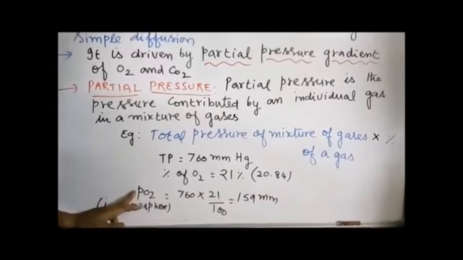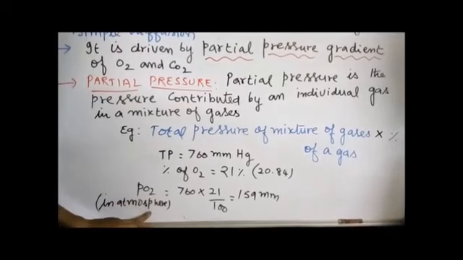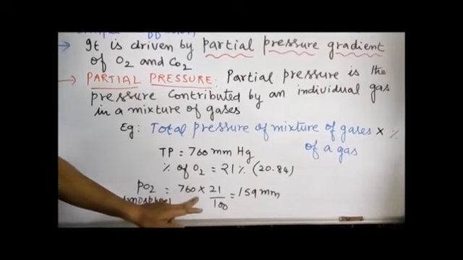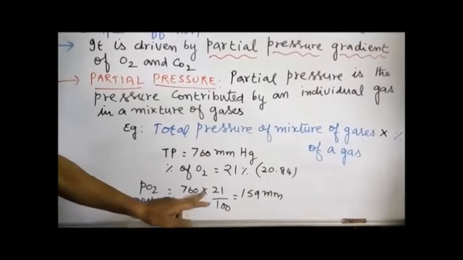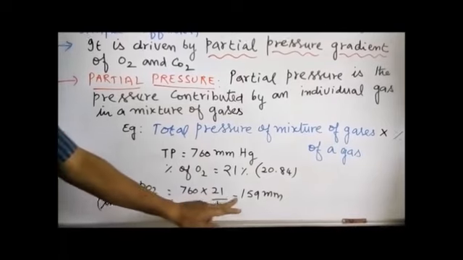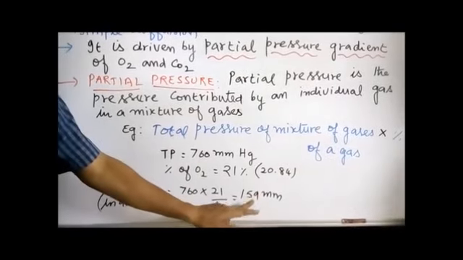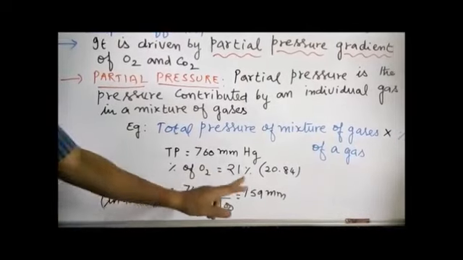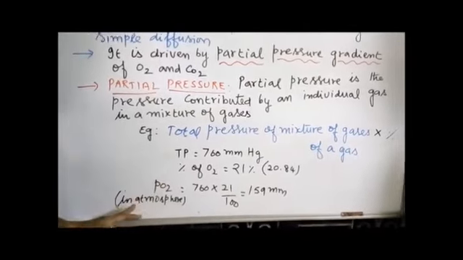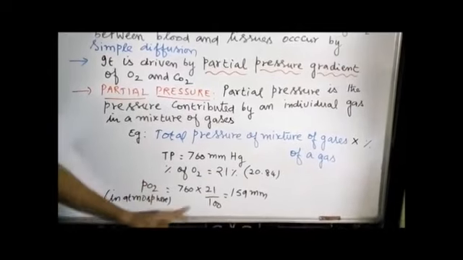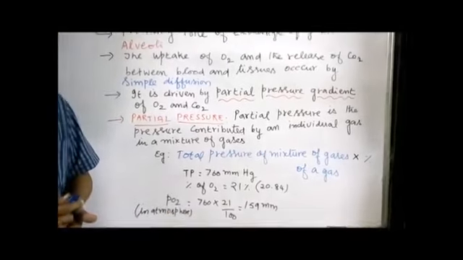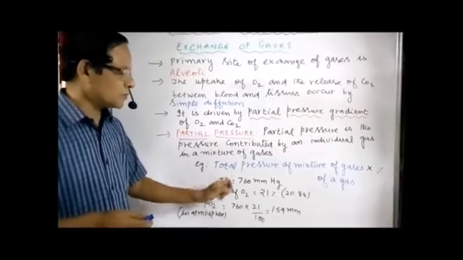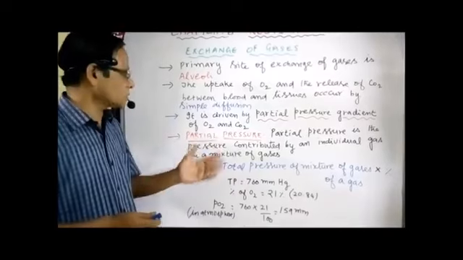So the partial pressure of oxygen in the atmosphere is equal to 760, the total pressure of the mixture of gases, multiplied by the percentage of the particular gas, here 21. So it is about 159.6, or 159 millimeter. This is what we call the PO2 in atmospheric pressure. In the alveoli, it is about 104 millimeter. I am just giving one example for oxygen only. That's about partial pressure.